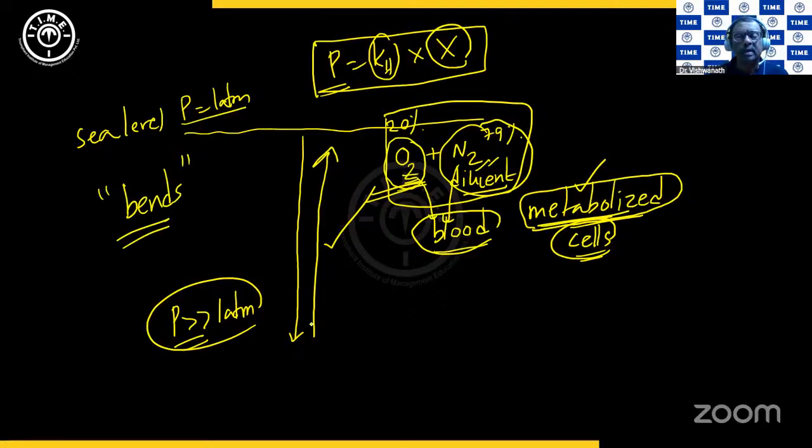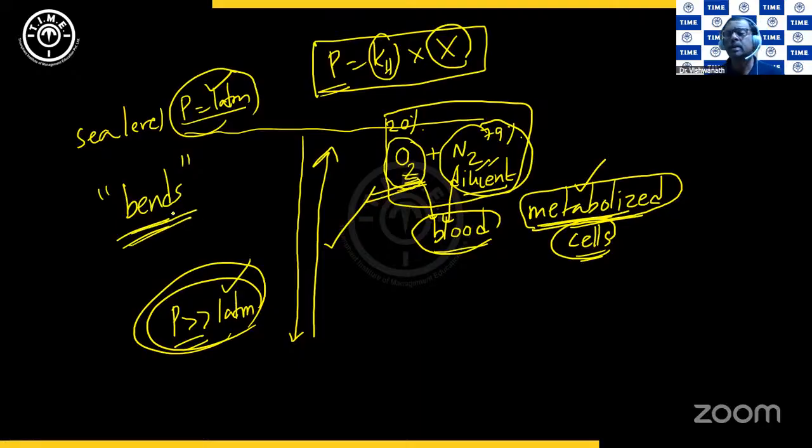This bends is because nitrogen is rushing out of the blood, right? Because the diver is rushing towards the surface, the pressure is also getting lowered from such a high pressure to such a low pressure. The nitrogen comes out of the blood, right, and causes bends. This is what bends is.